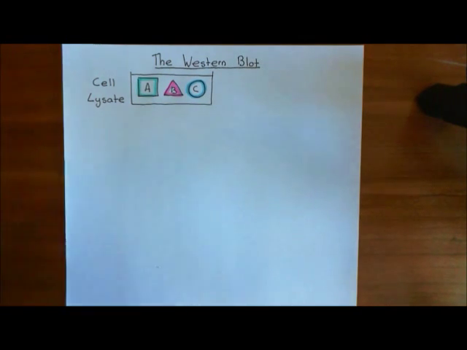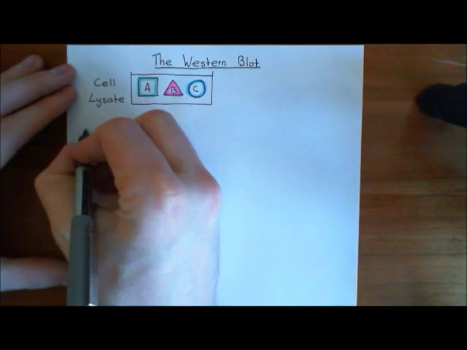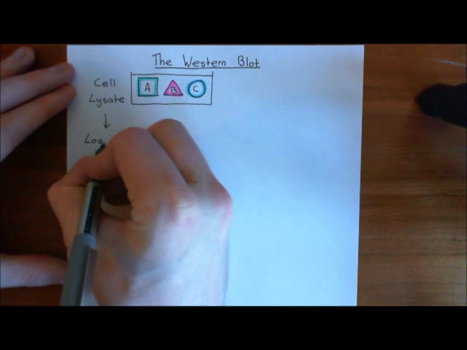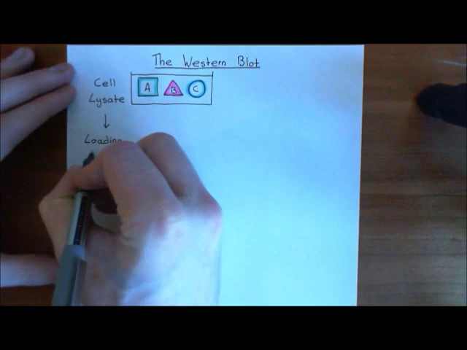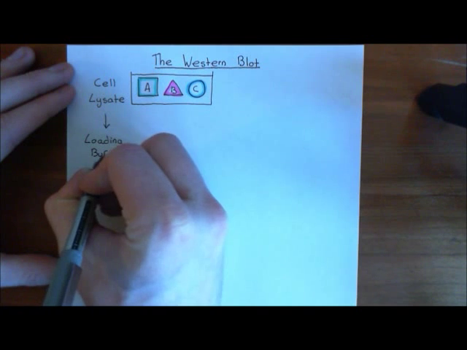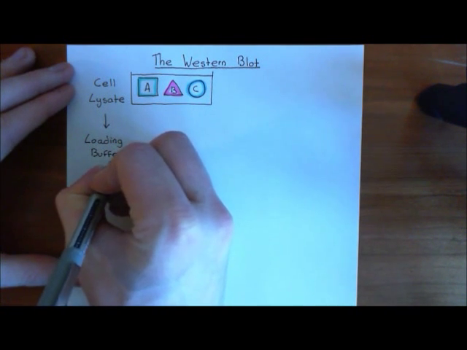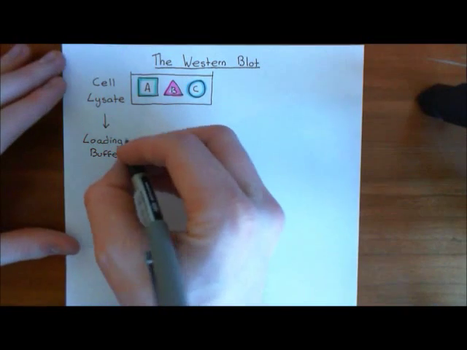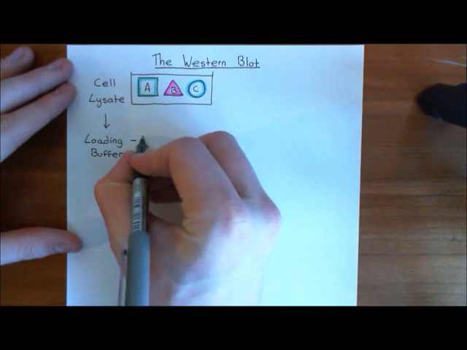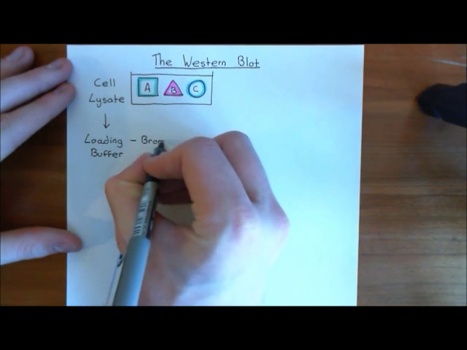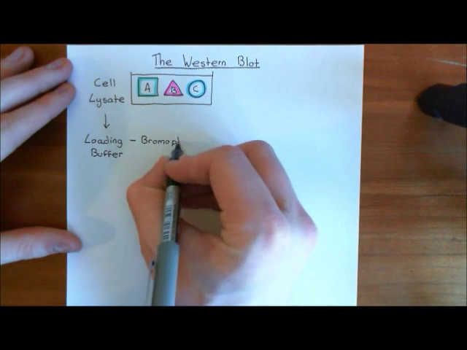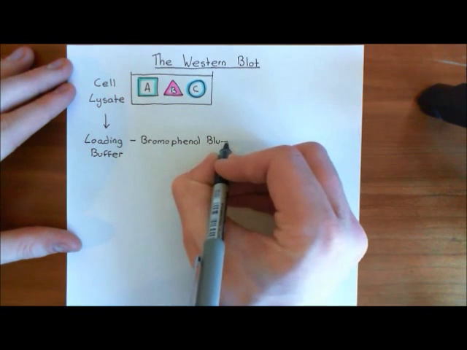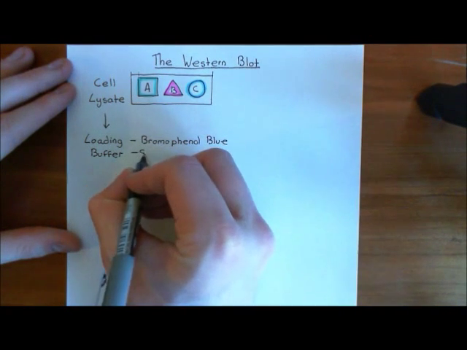Okay, so basically we're going to start by taking our cell lysate and adding to it loading buffer. Now, what is in loading buffer? Well, there are many different things in loading buffer, but two of the key components are bromophenol blue, which is a blue dye, which is why when you see loading buffer, you'll generally find that it's very blue. And you will also find either SDS or LDS.